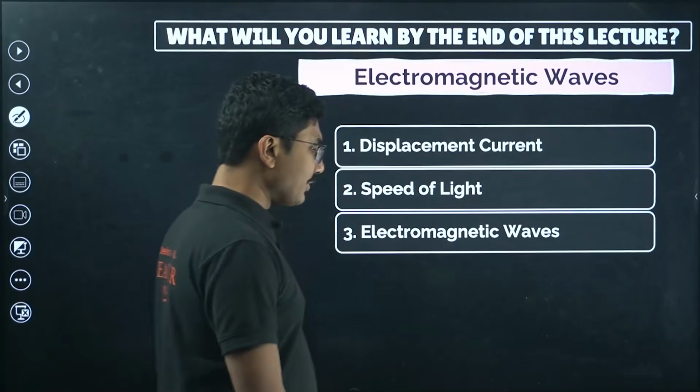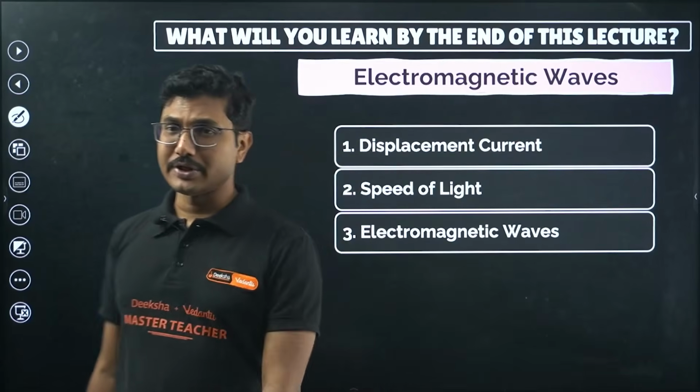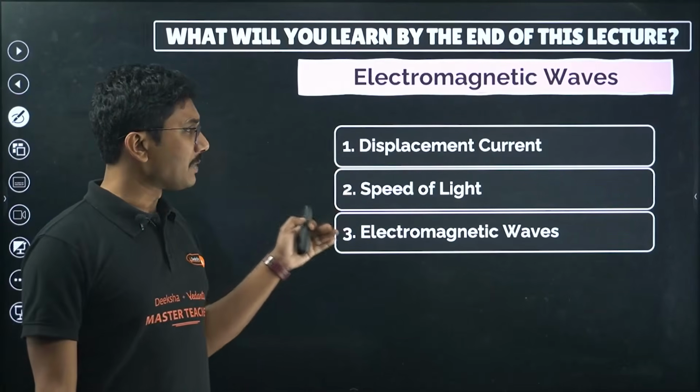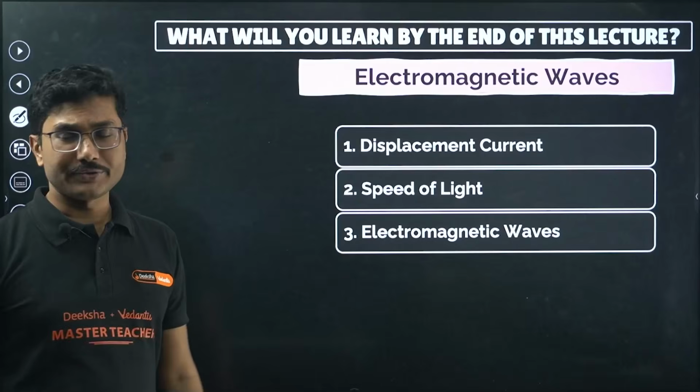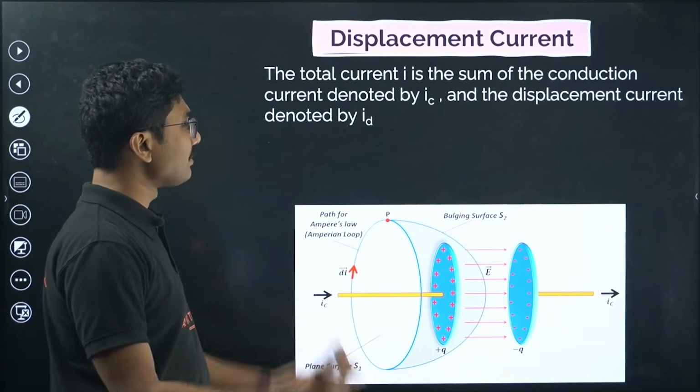Now this is the end of this chapter. Now we will move on to our second chapter, electromagnetic waves, without wasting our time. So displacement current, speed of light and electromagnetic waves, these are the concepts that we'll study in this chapter very quickly. So let us start with displacement current.